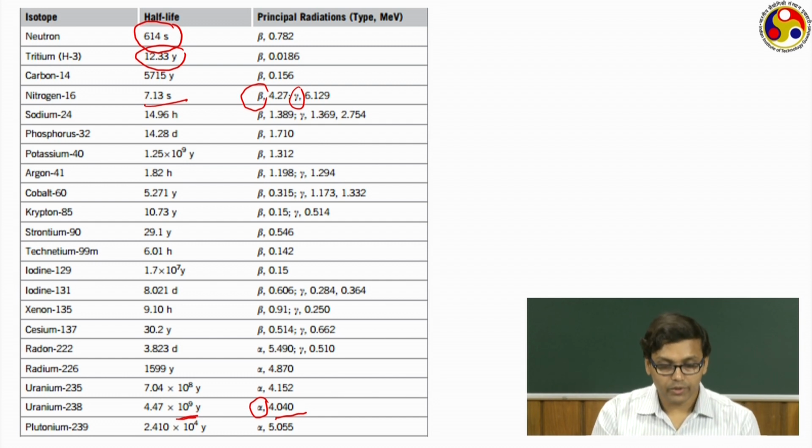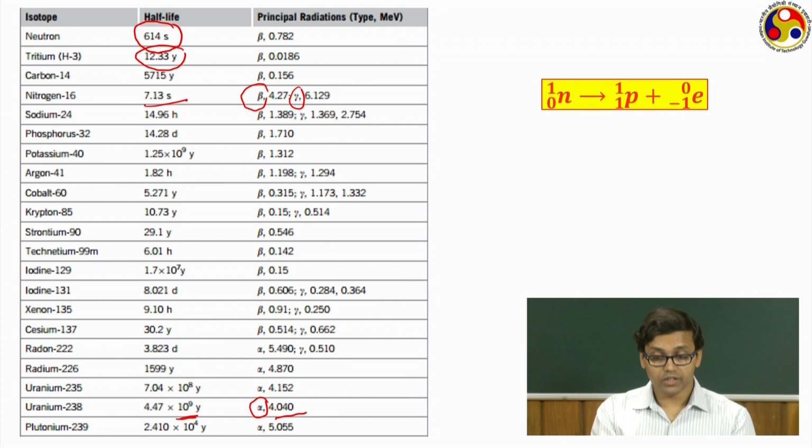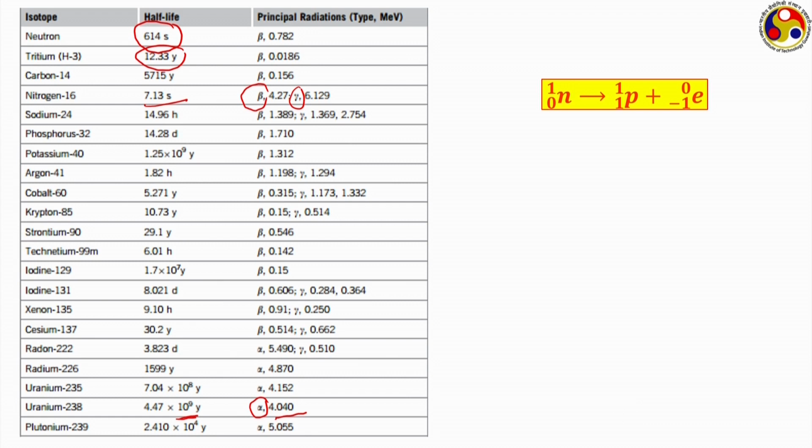Now, at the top of the chart we have neutron. This is a very interesting one. As I have mentioned earlier, a radioactive decay of a neutron is associated with the production of one proton and one electron, and as we can see from the chart, a free neutron is able to undergo a decay with a half-life of 614 seconds, thereby producing 1 proton and 1 electron.